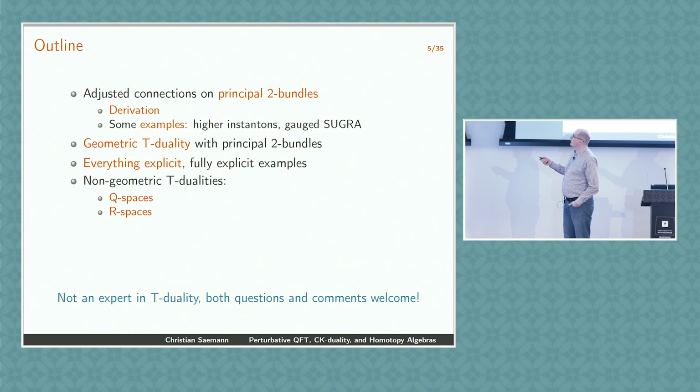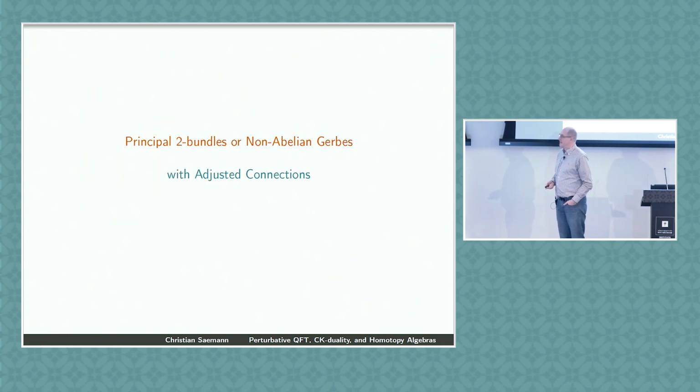Okay, so I give a couple of examples, and then we'll talk about, if I have time, non-geometric T-dualities, the Q-spaces, and the R-spaces as well. I should say I don't claim to be an expert in T-duality at all. I came from this principal 2-bundle direction into that, so both questions and comments are very welcome. So if you see anything that you would like to see verified or tested, or have any thoughts or any contradictions, right, God forbid, then just let me know.